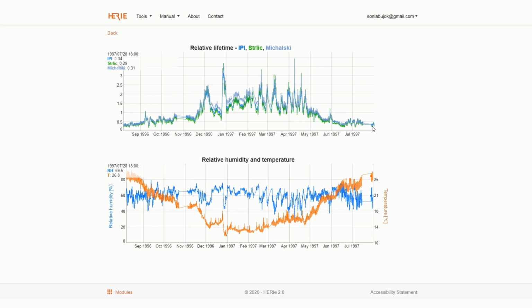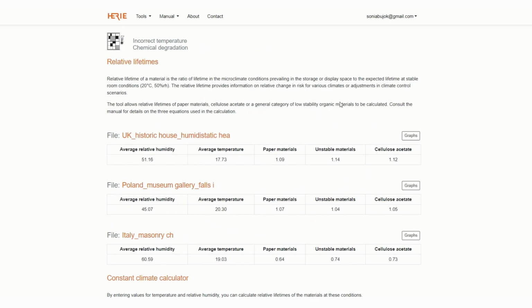However, if we consider these temperature and relative humidity variations during a 1 year and represent them by mean values, we obtain the time averaged value given in this table.